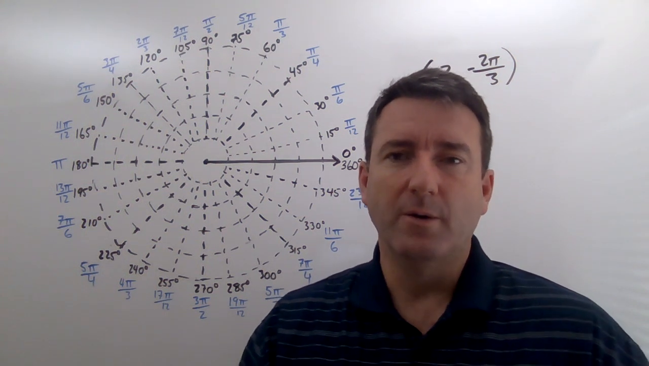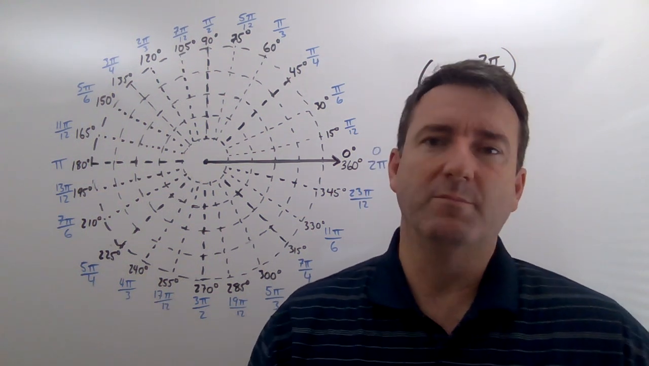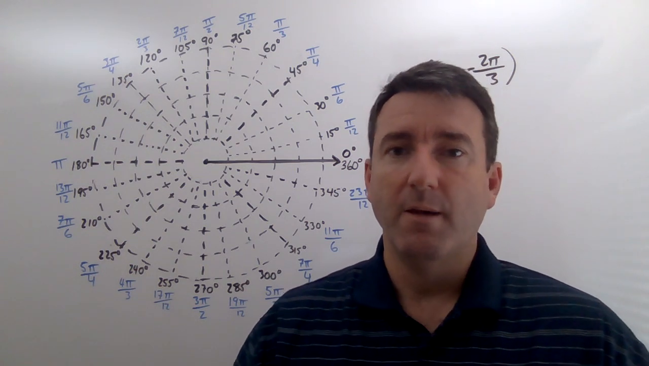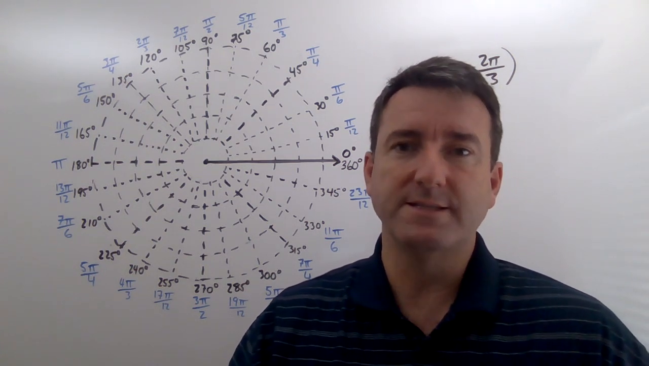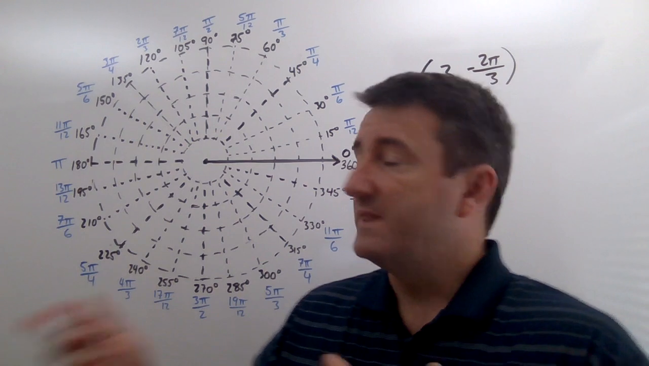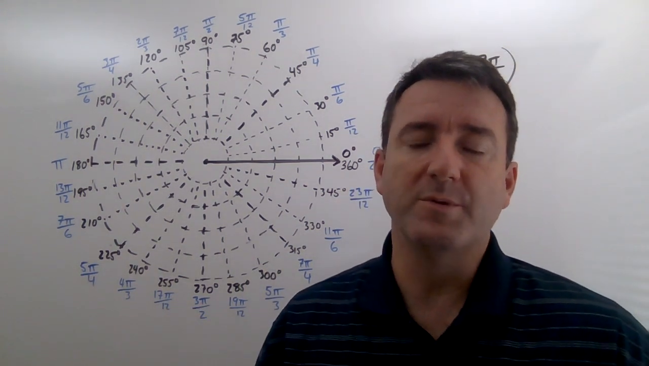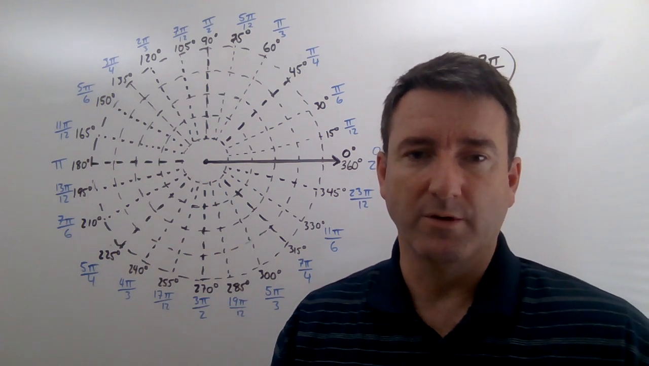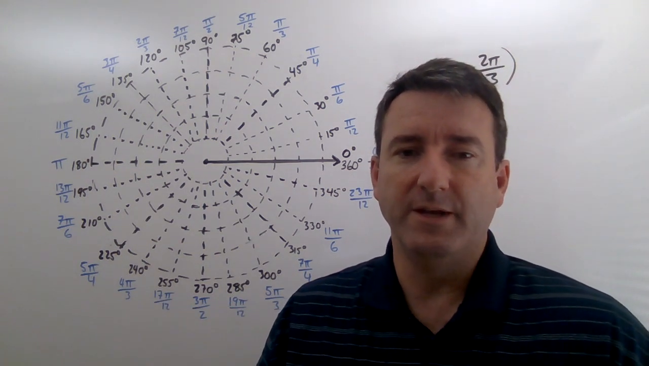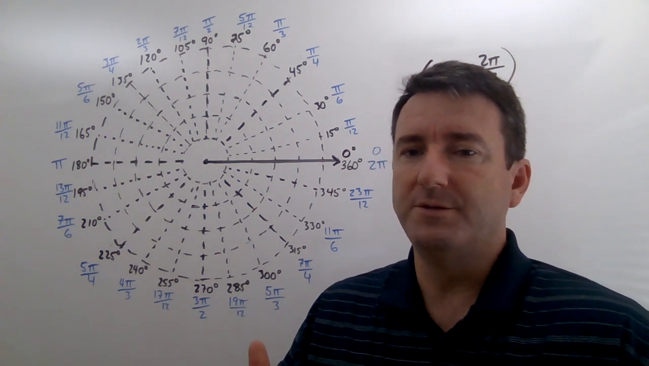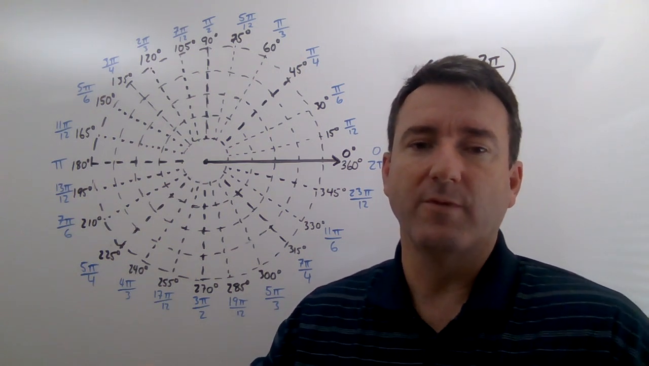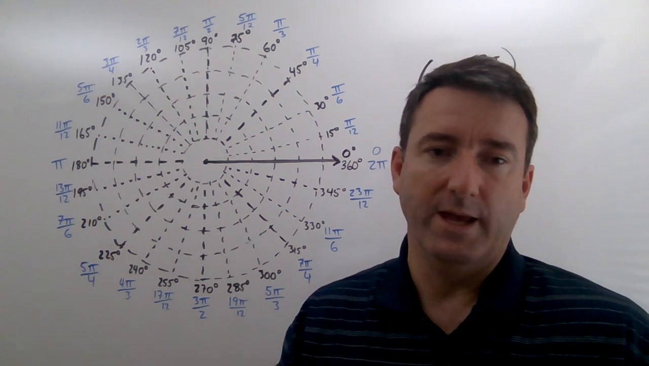All right, in the last video, I mentioned that any point in the plane could be represented by a pair of positive polar coordinates. But then I went on to tell you how we could also represent a point using negative polar coordinates. So what I want to do in this video is show you how to take a point and represent it in multiple ways.